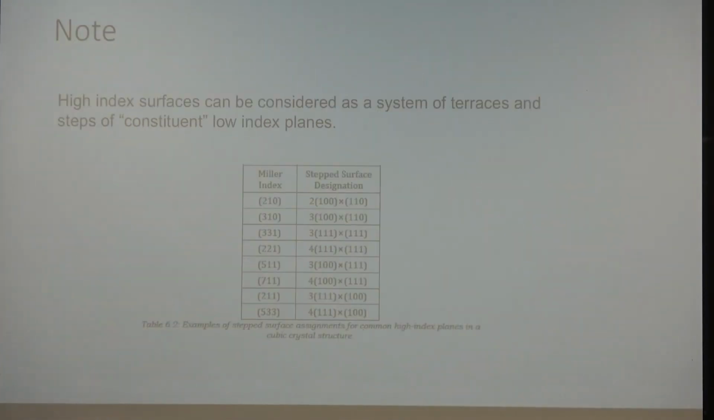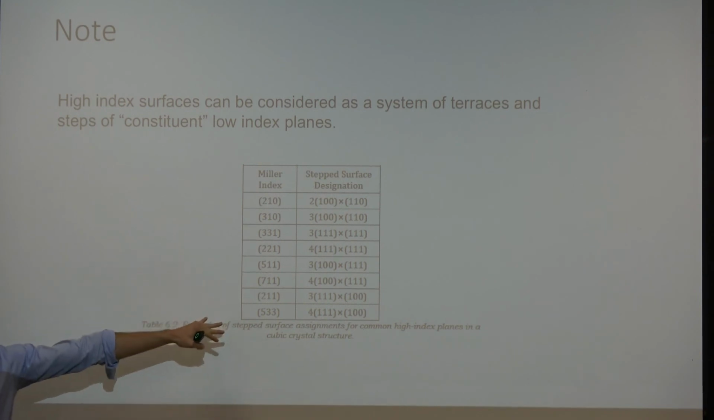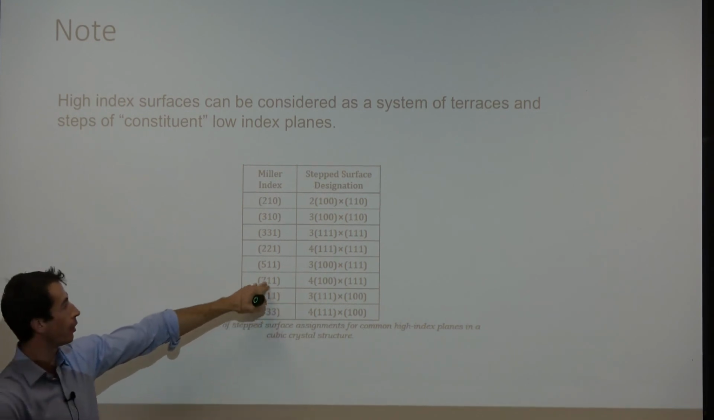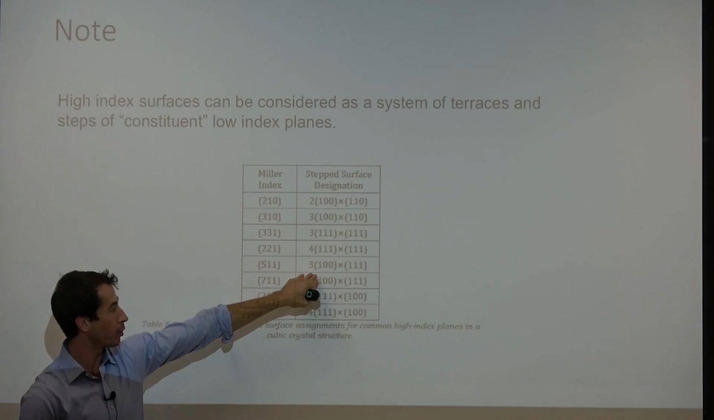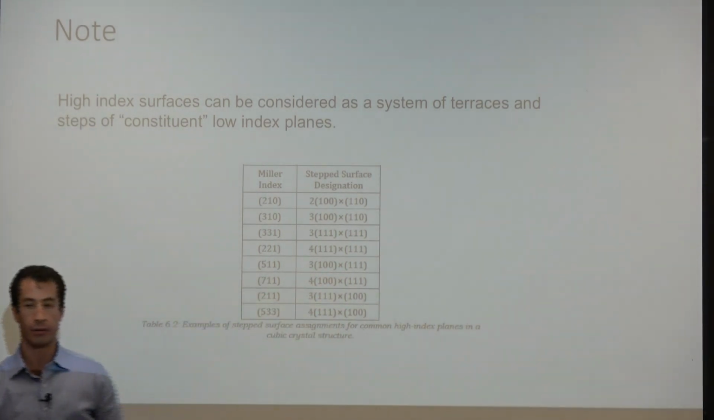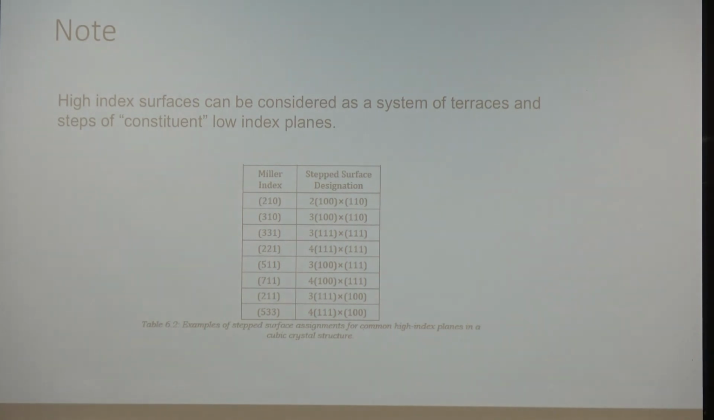This was something else that I thought was important. When we have situations like this, imagine how you would look at a crystal plane and envision a 7-1-1 plane and figure out how many broken bonds you have. That's tough, right? So what she's saying here is that these high index surfaces can be considered to be a system of terraces and steps of these constituent low index planes. So here, this is kind of a cheat sheet: if you had a 5-1-1 plane, you can think about it as 3 100s and 1 111. Okay.